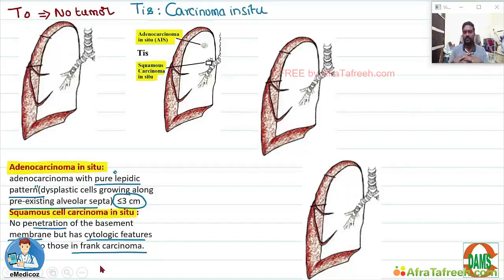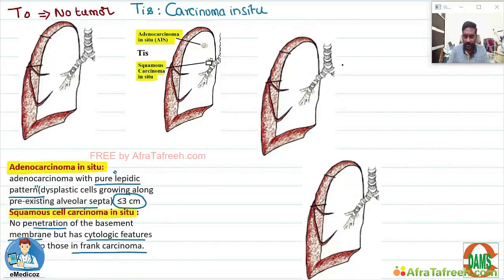So TIS is carcinoma in situ. Either it can be adenocarcinoma in situ or squamous cell carcinoma in situ, which will be known only after a sufficient biopsy. Then we have T1.